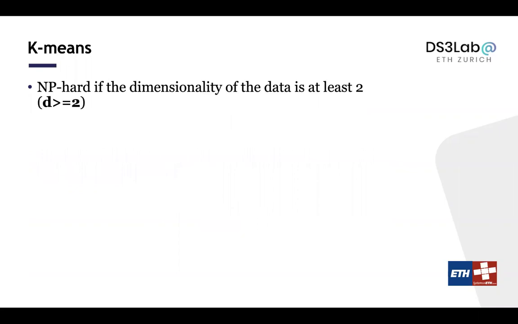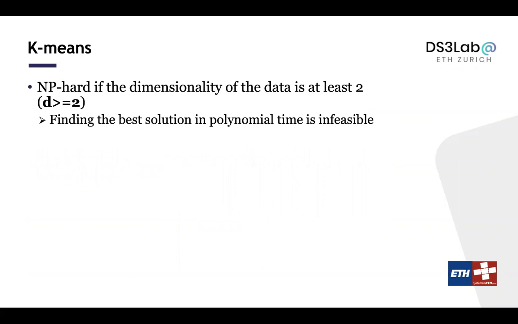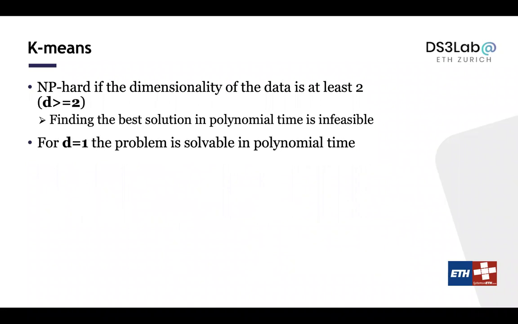However, it is actually NP hard if the dimensionality of your data is at least 2. Finding the best solution in polynomial time is infeasible under very mild assumptions. If you're dealing with a low dimensional space, for example dimension equals 1, every point can be characterized as a single number, and in that case it's solvable in polynomial time. But in general, when you're doing k-means clustering, you often have more than 2 dimensions in your data, and in that case it's NP hard to solve.